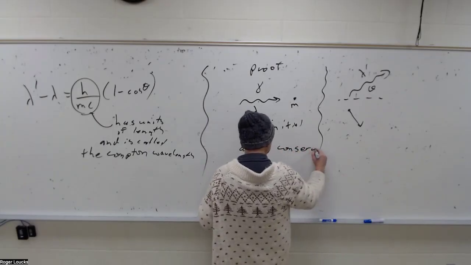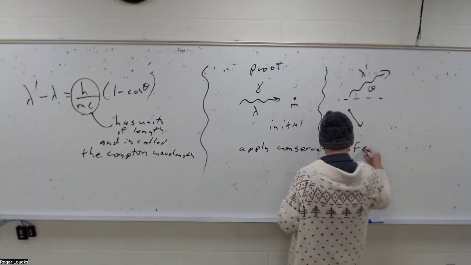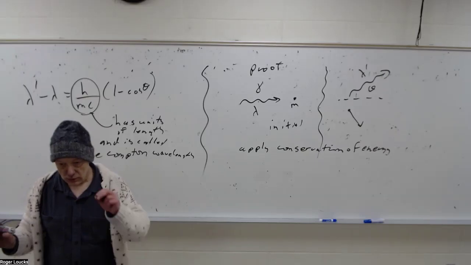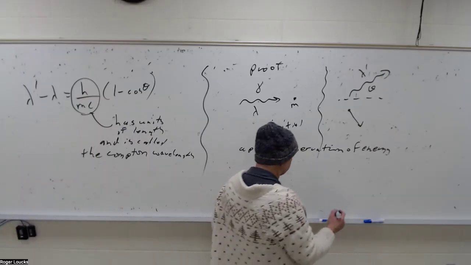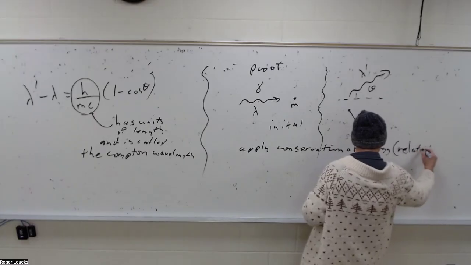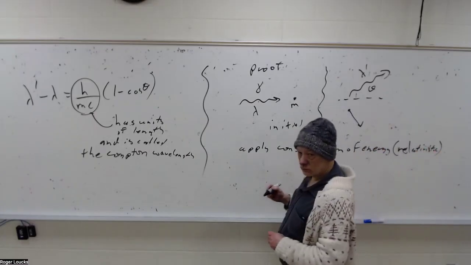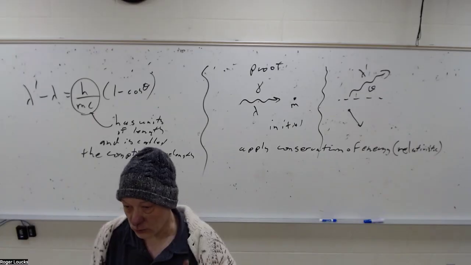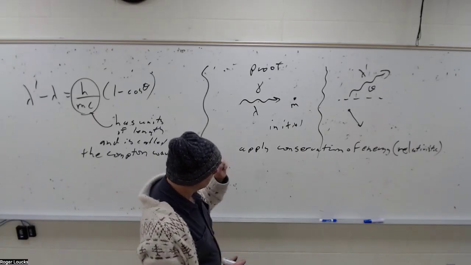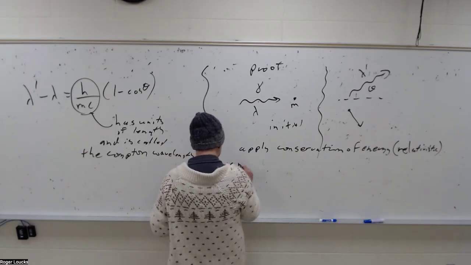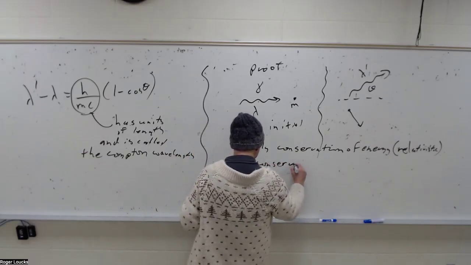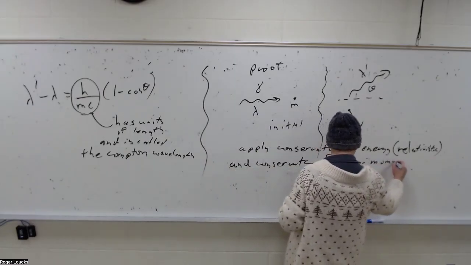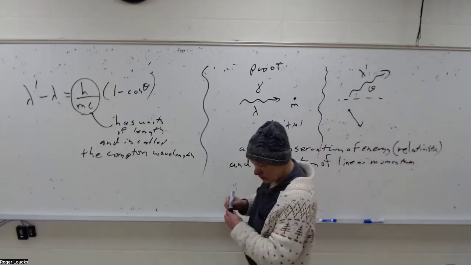Okay, so all we do is apply conservation of energy. Now, I mentioned something before. When we do the conservation of energy, we have to use the relativistic energy. So we have to do this relativistically. That's the E squared equation I gave you, which we have to use. Otherwise, it won't work. Apply conservation of energy relativistically and conservation of linear momentum. Okay, so let's set this up.